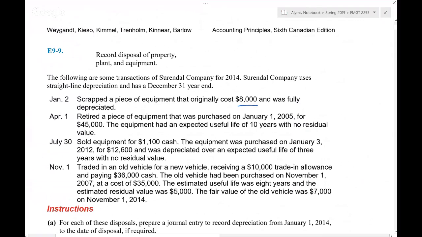Okay, so there's quite a bit of information being thrown at us here. We traded in an old vehicle for a new one. We got a trade-in allowance, and we paid $36K in cash. The old vehicle was bought for $35,000. Useful life was 8 years. Residual value was 5. The fair value of the old vehicle was 7. Now, they don't tell us the fair value of the new vehicle. So I think what we're going to need to figure out in this question is not only how much is our accumulated depreciation, but how much are we giving up in exchange for this new vehicle? We need to know how much we're giving up so we can then measure fairly the actual trade.